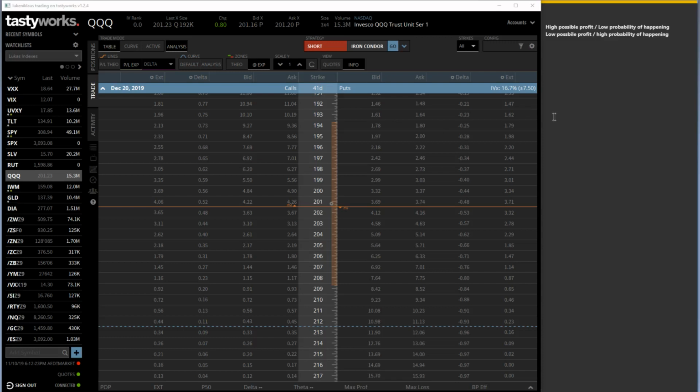So again, as I said before, spreads are really simple. If you wanna just get the basics of debit spreads, watch the previous video. But a credit spread is basically the exact opposite of a debit spread.